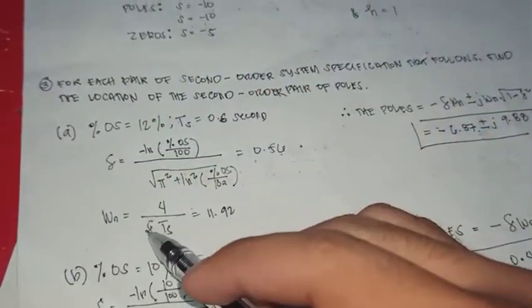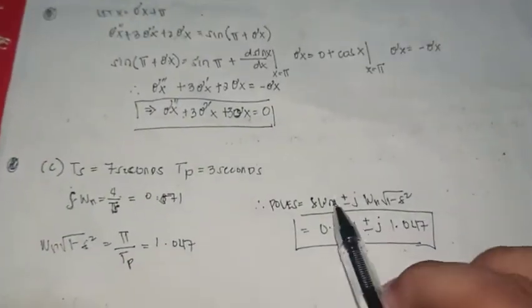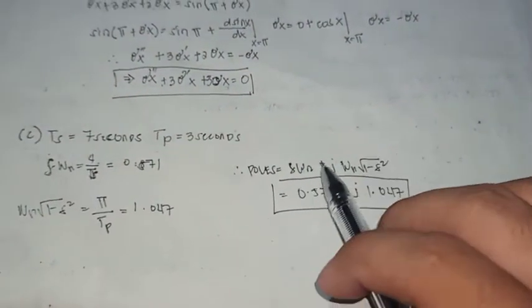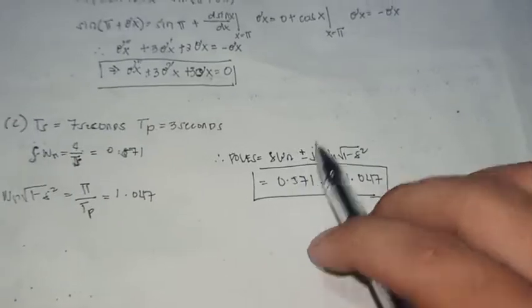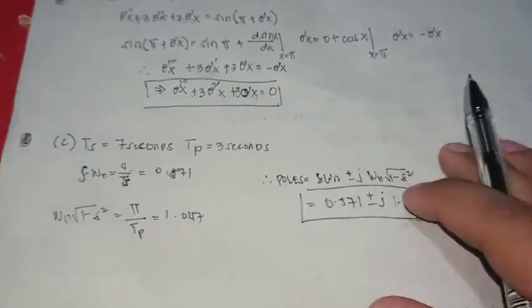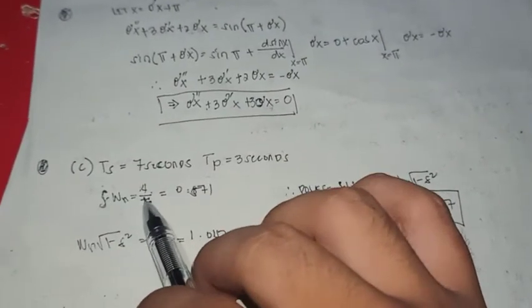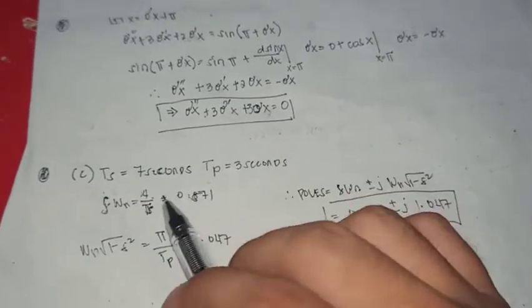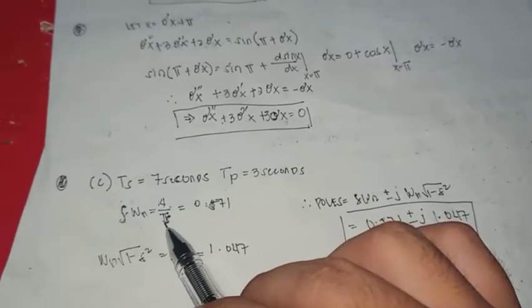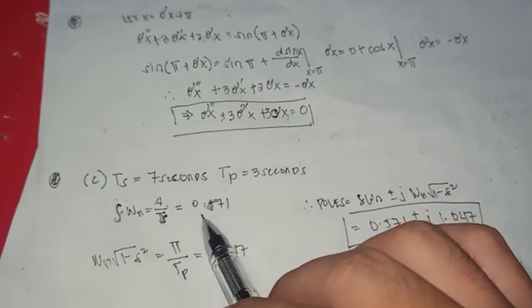We do not have the damping ratio here, because in the real part it is damping ratio times natural frequency. So the answer is based on that: 4 over settling time. The settling time here is 7 seconds, so 4 over 7 equals 0.571.